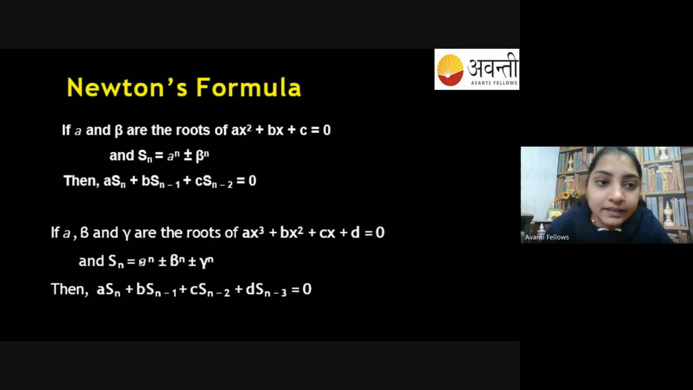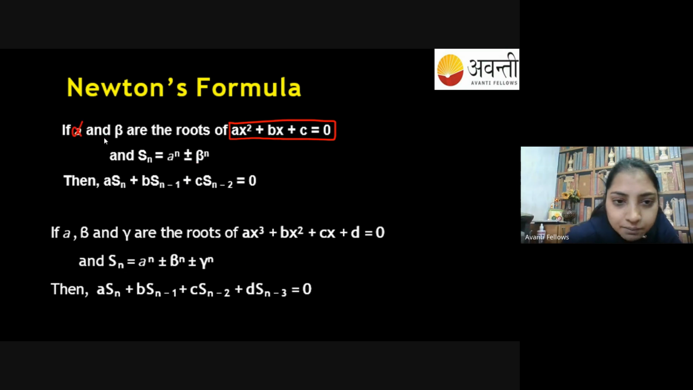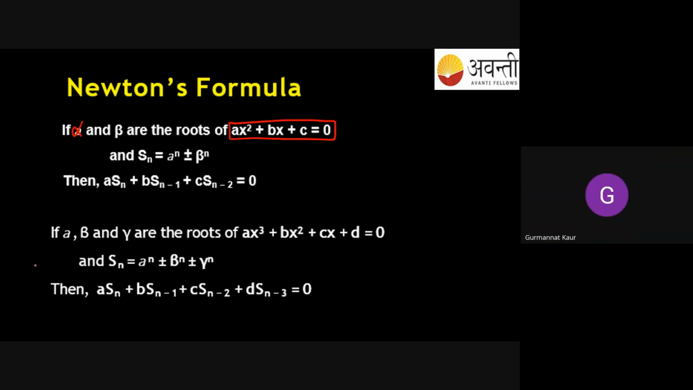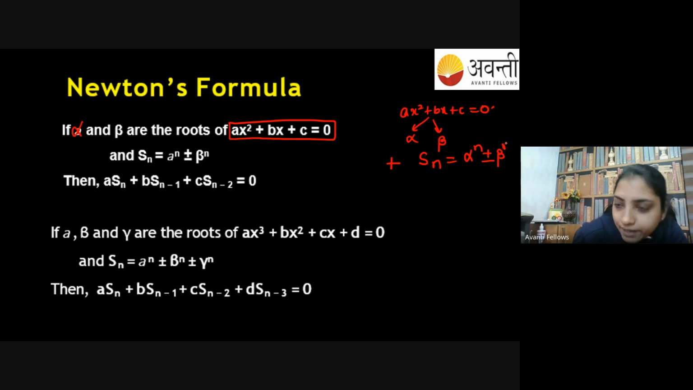So just listen carefully. If a quadratic equation ax square plus bx plus c is there, right, Gaurav? And two roots are there, one is alpha, another is beta. Clear? If it is given that ax square plus bx plus c is equal to 0 is a quadratic equation having two roots, alpha and beta, plus one more thing was given, a relation that Sn is equal to alpha raised to power n plus or minus beta raised to power n. Either plus or minus. Right, dear?